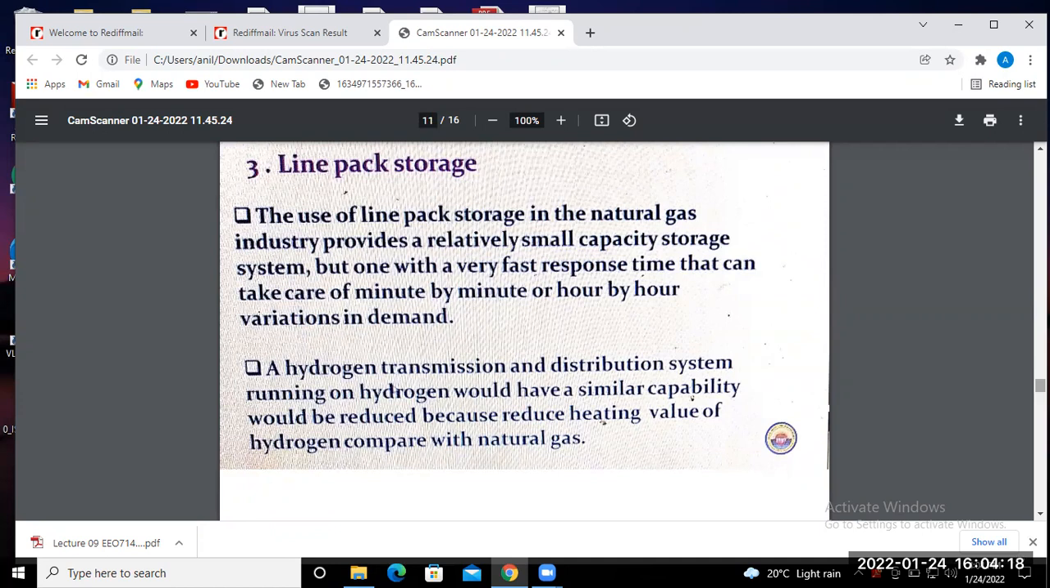That means minute by minute, or hour by hour, you can control the variation in demand. So a hydrogen transmission and distribution system running on hydrogen would have a similar capability, but it would be reduced because of the reduced heating value of hydrogen compared with natural gas.